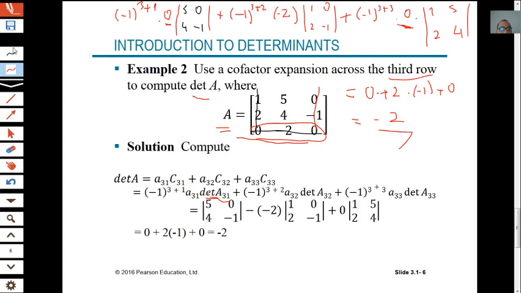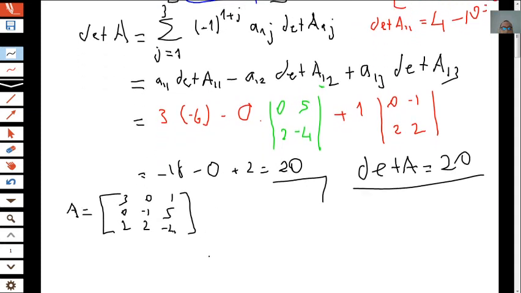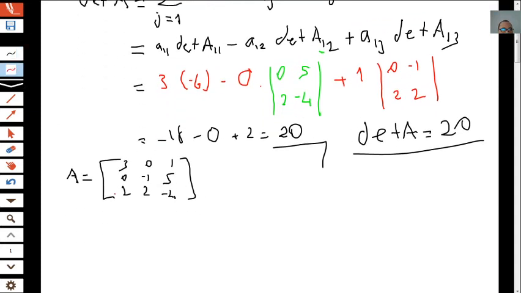Or if we look at our example here, let's now use a column to find the determinant. A is given by 3, 0, 2, 0, -1, 2, 1, 5, -4. So let's use, for example, the second column for finding the determinant.